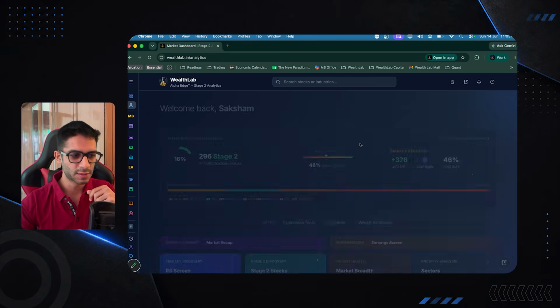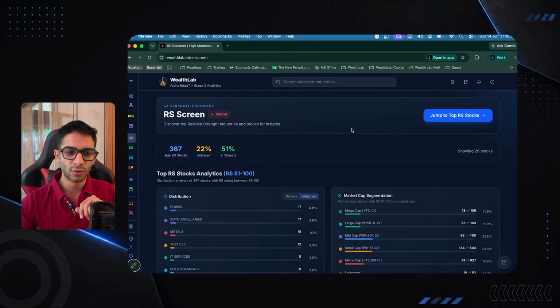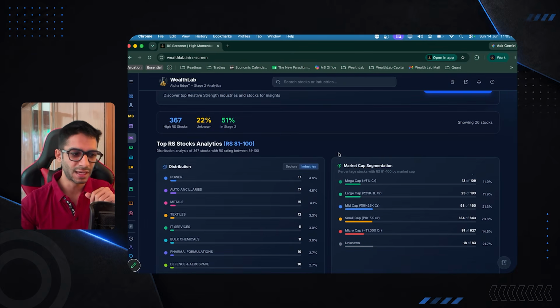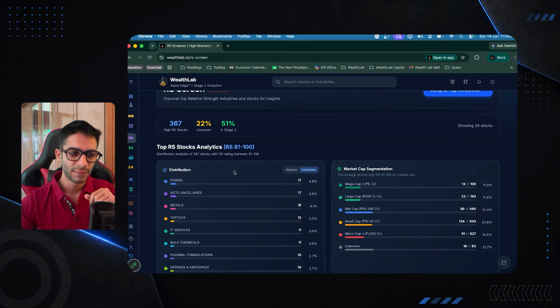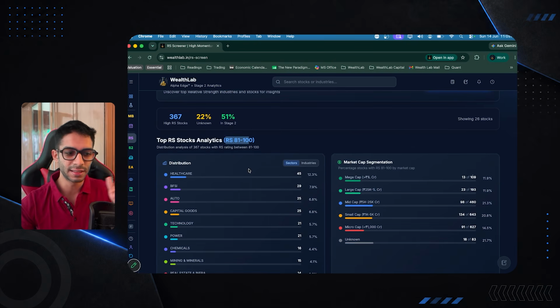So we are on the platform already, and I hope that my screen is shared. We'll go to explore analytics and straight off the bat go to the relative strength screen. When we go to the relative strength screen, we have two distributions, a distribution of sectors and industries and a distribution of market cap. It says RS 81 to 100. That means the top 20% of the stocks, how are they distributed across the various sectors.